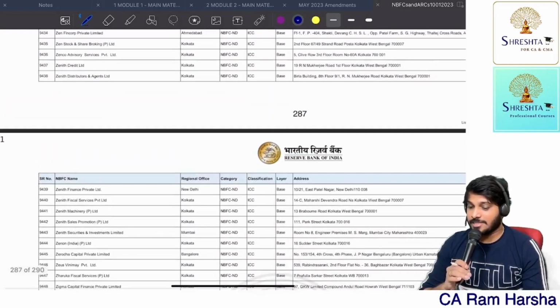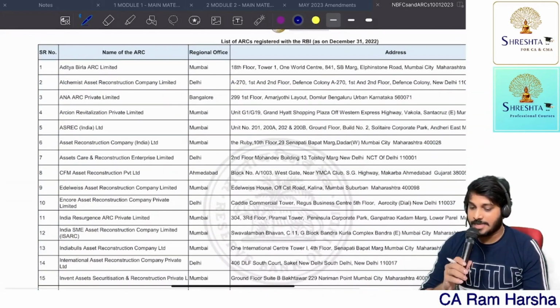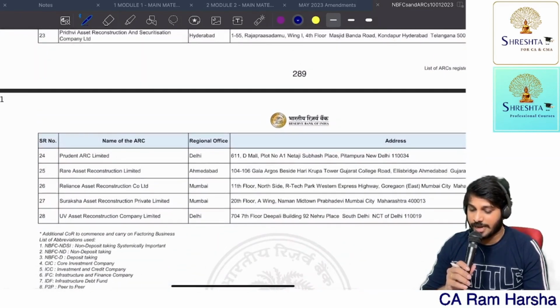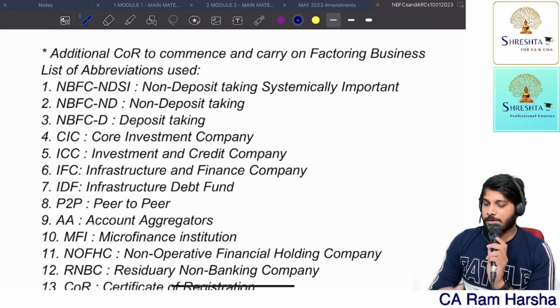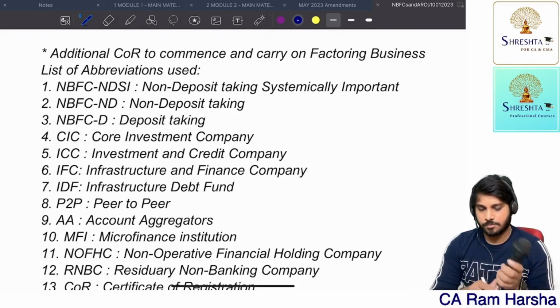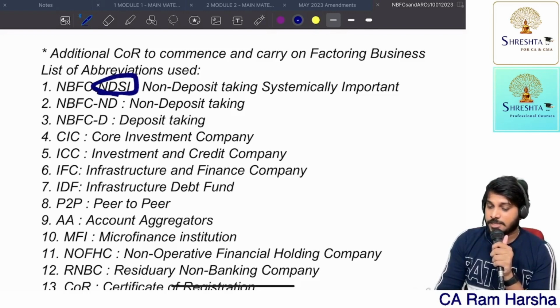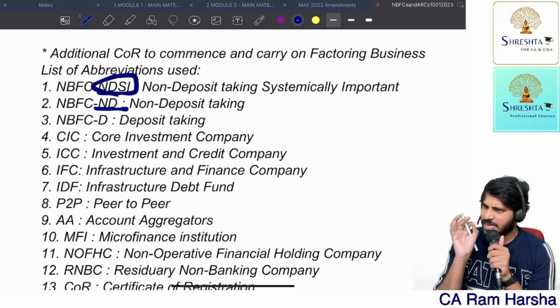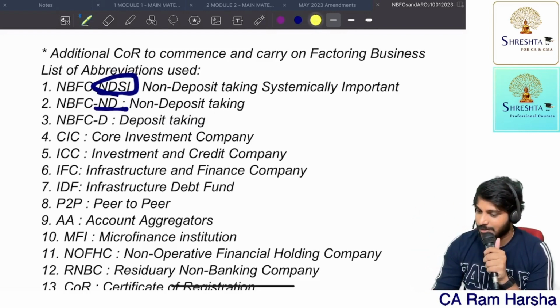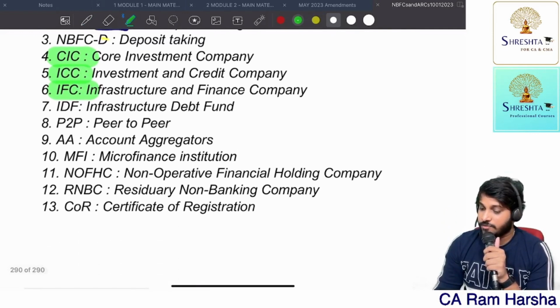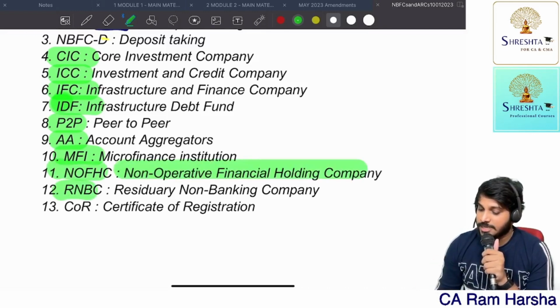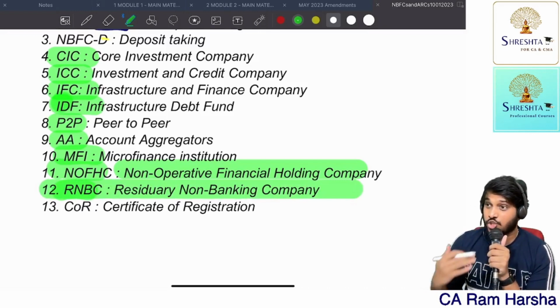Apart from this, we have asset reconstruction companies, approximately 28. And you see here, they have given clearly NBFC, non-deposit systematically important. Non-deposit, if they simply mention ND, it means it is not systematically important. Then deposit taking, core investment company, investment credit company, IFC meaning infrastructure finance company, infrastructure debt fund, peer-to-peer, account aggregator, microfinance institution, non-operative financial holding company, RNBC, residuary non-banking company. This is there in our book also, residuary NBFC.